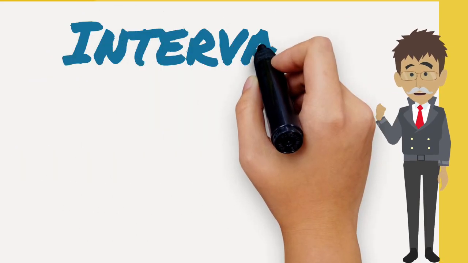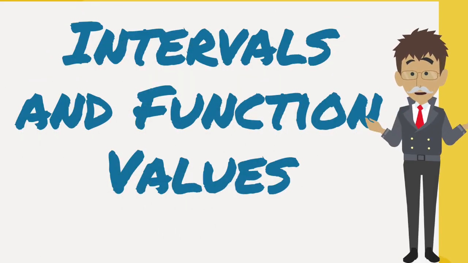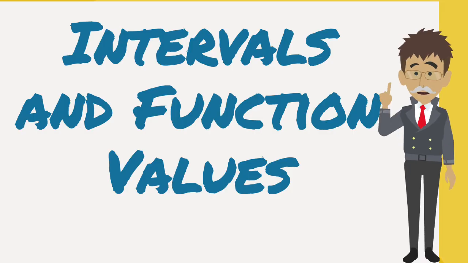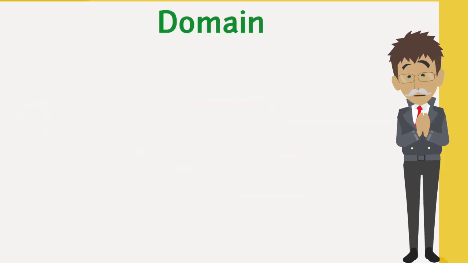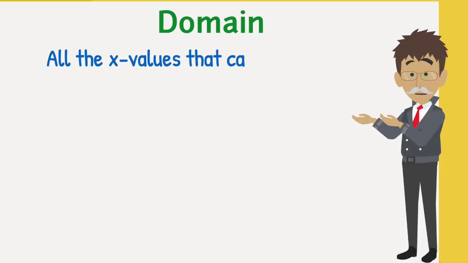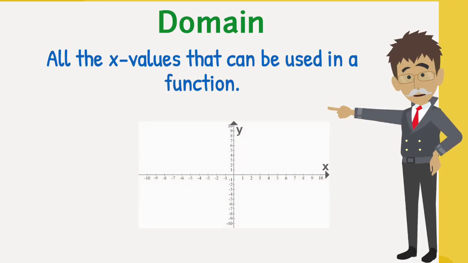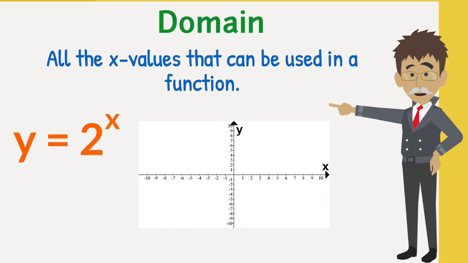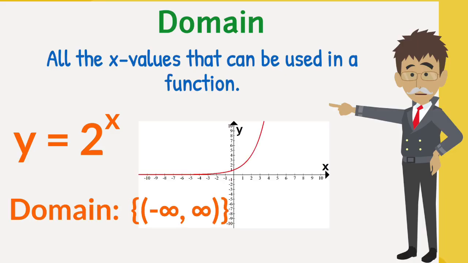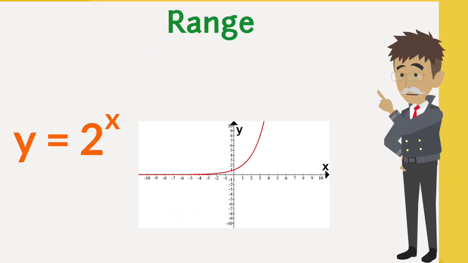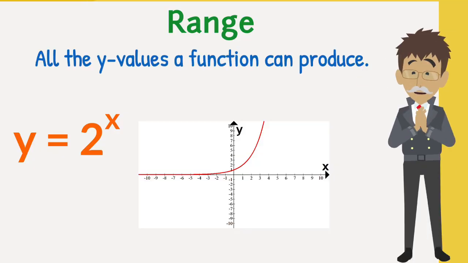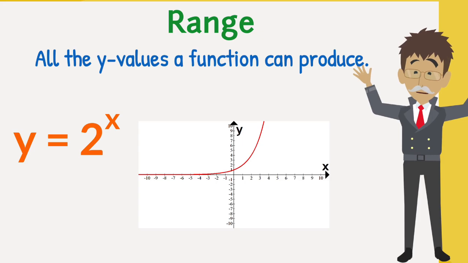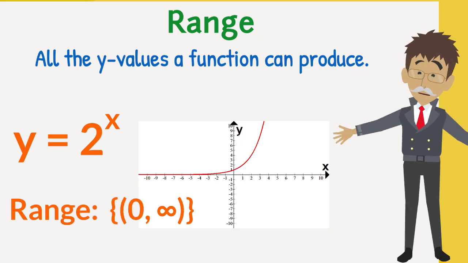To describe where a function exists and what values it produces, we use domains, ranges, and intervals. Domain. All of the x values that can be used in a function. For example, the domain of 2 raised to the power of x is all real numbers. Range. All the y values a function can produce. For example, 2 raised to the power of x only gives positive values.